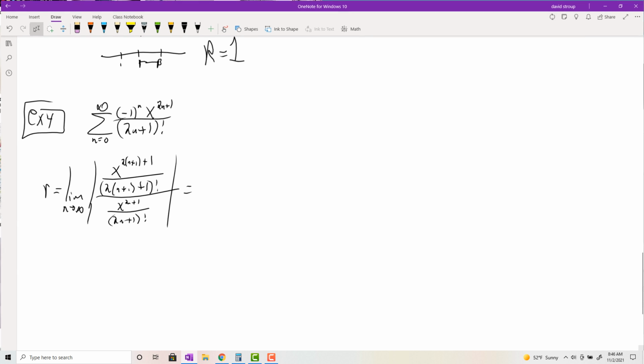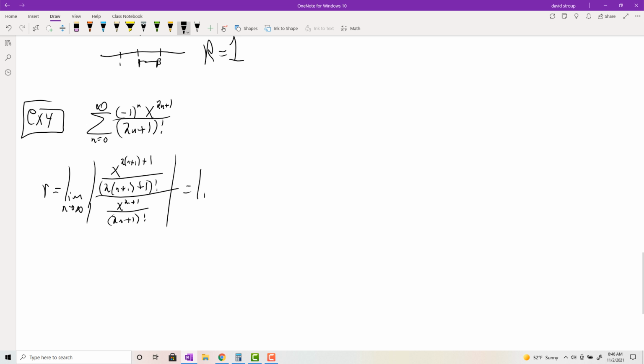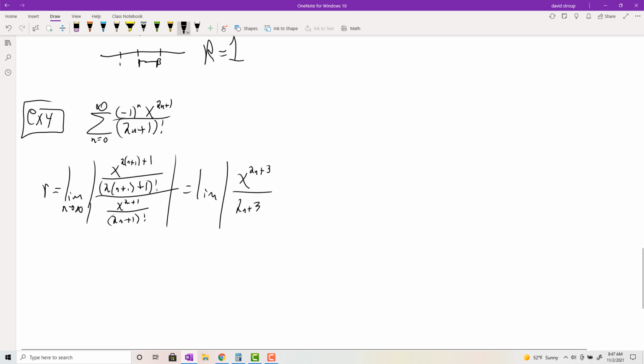Probably going to need a little more room here. So I get the limit of the absolute value of x to the 2n plus 2 plus 1, which is 2n plus 3, all over (2n plus 3) factorial, times the reciprocal of the denominator, that's (2n plus 1) factorial, all over x to the 2n plus 1.